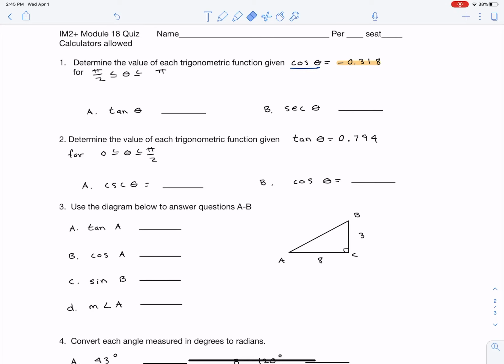Okay, so today we're going to look at the second part of the trigonometry review, and let's jump into it. The first one we're going to look at is the cosine of theta equals negative 3.18.